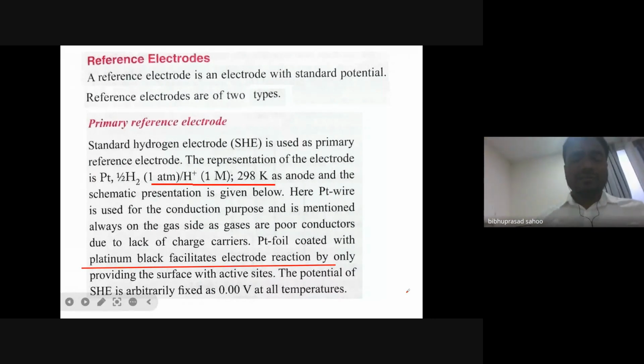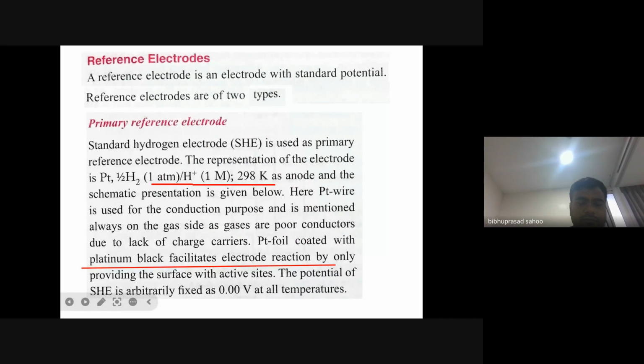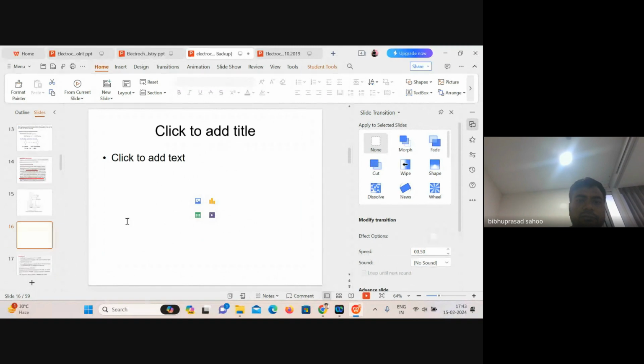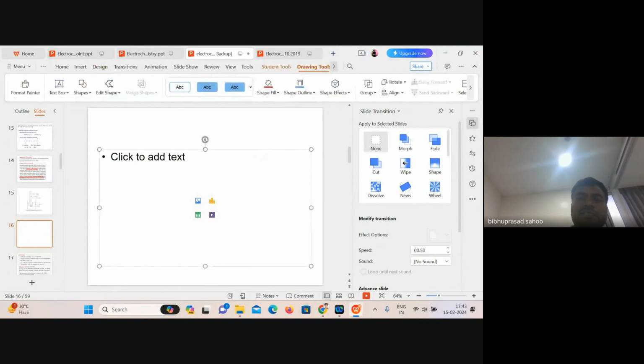Standard hydrogen electrode. Already I have given you the diagram. Still, what is the difference between SHE and HE?